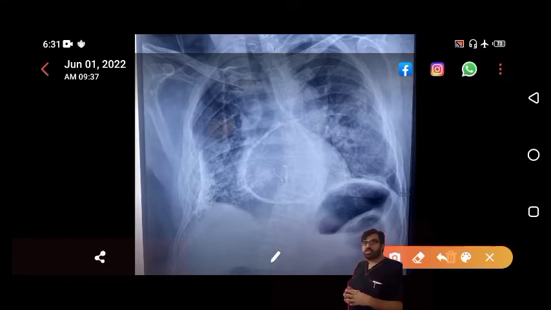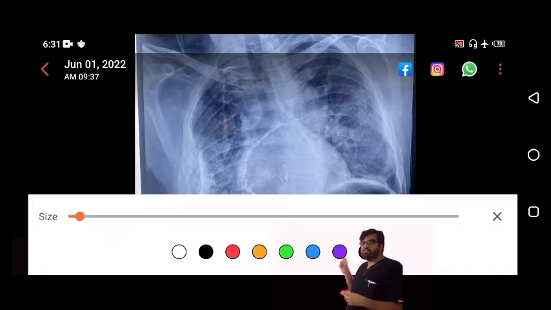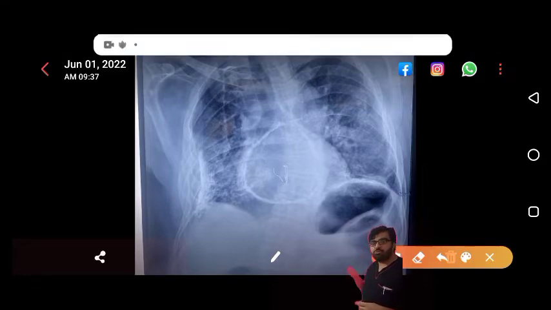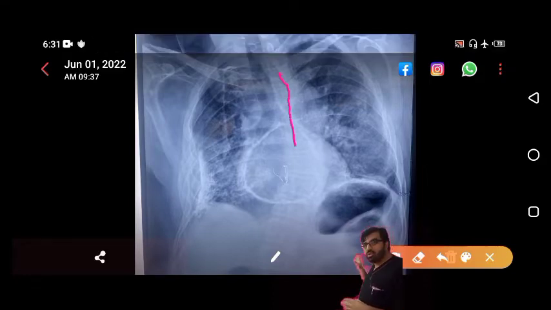So this patient presented with the chief complaint of shortness of breath. He was not maintaining saturation at room air. So what do you see as the major abnormality? I will highlight the major abnormalities. Number one, can you appreciate this spine?